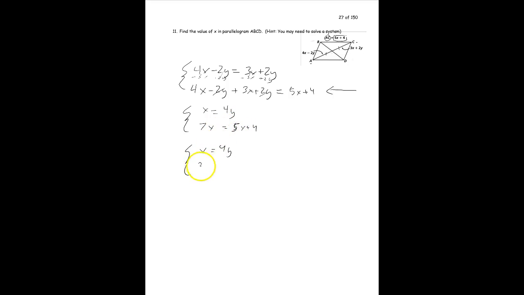This bottom one turns into 2x equals 4. So that's not even really a system there. It's a 4, not a y. We can just solve that directly to get x equals 2. So that's one piece of the equation. And then from here we know that x equals 4y, so 2 equals 4y, y equals 1/2. And actually we don't even need to find y in this problem. It's not asking for that. It's only asking for the value of x. So we could have stopped right there.